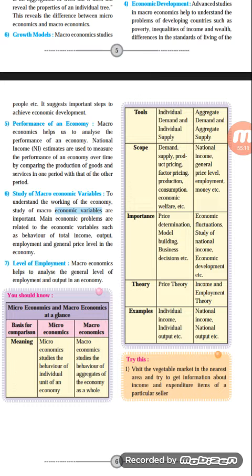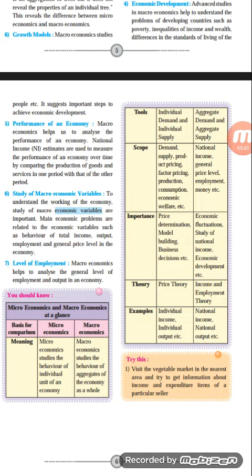The seventh point is the level of employment. Macroeconomics helps to analyze the general level of employment and output of an economy. When a large number of people are employed in our economy, the level of output will be large, and when the level of output is large, we can measure the total value of goods and services, which will give the national income of our economy.